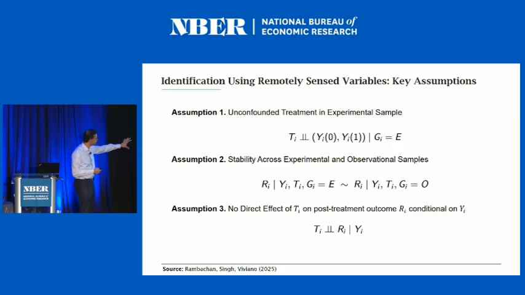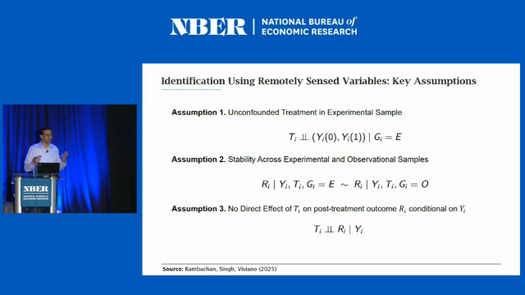And then the third assumption, which is analogous to the surrogacy assumption, but sort of in reverse, is that there can't be a direct effect of the treatment on the post-treatment outcome R conditional on Y. So you can't have a direct effect of the incentive payment to the farmer on the satellite image that doesn't come from the farmer burning the land. So that seems like a plausible assumption.